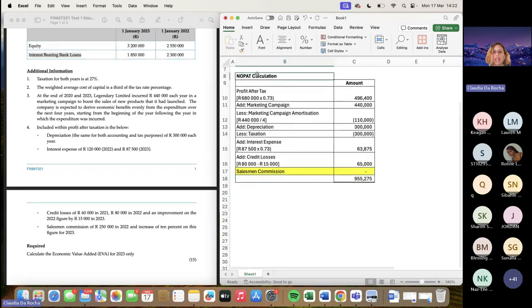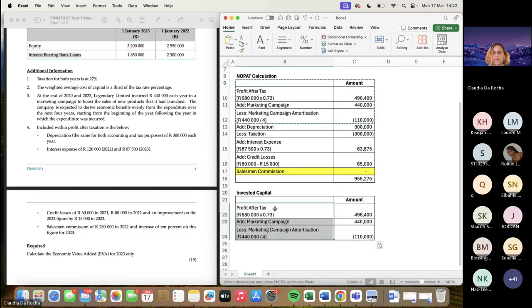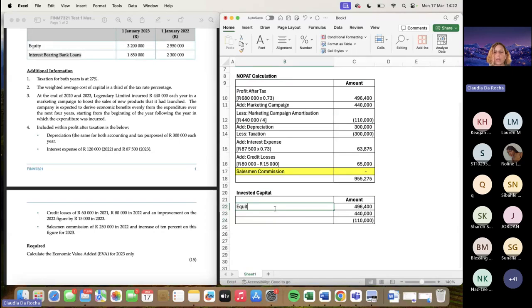Okay, now we need to calculate our invested capital. Okay, so with our invested capital, we always start with our opening balance. It's got opening balance of equity. And then our interest-bearing debt.